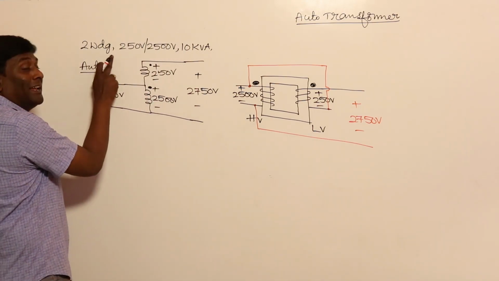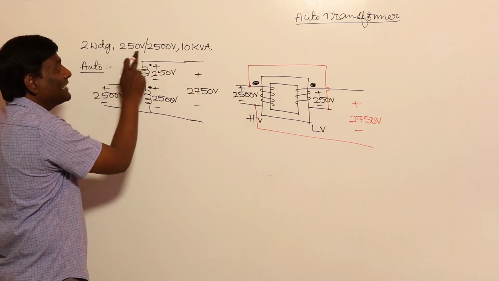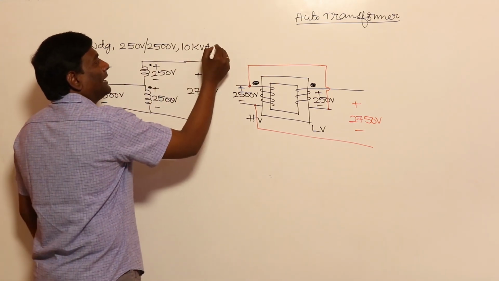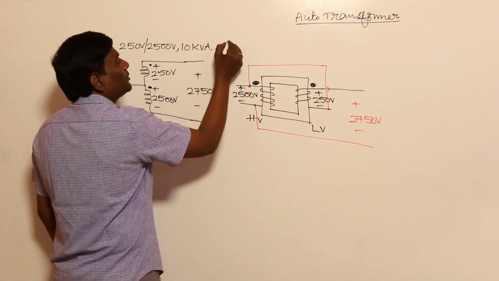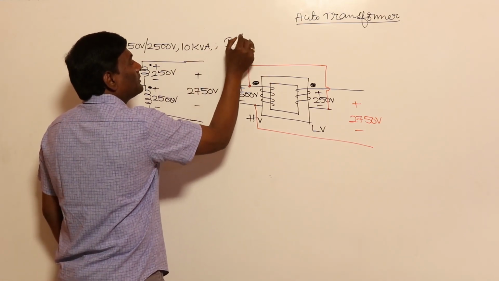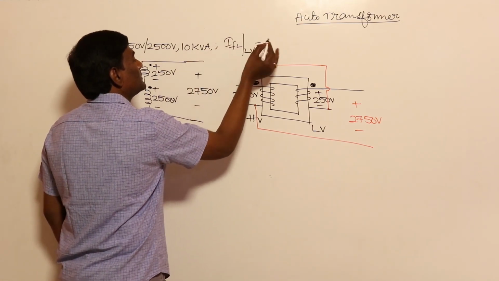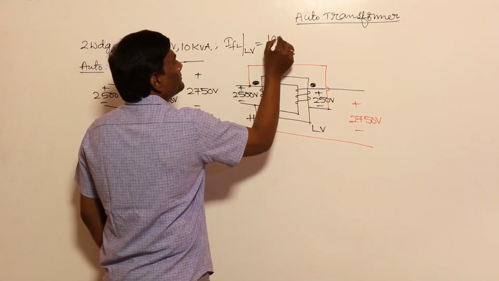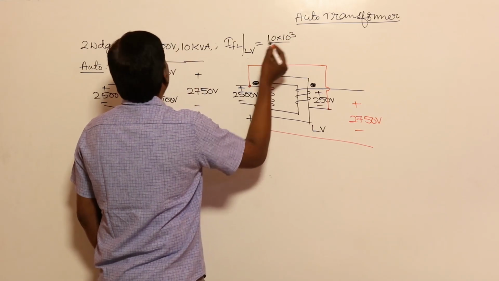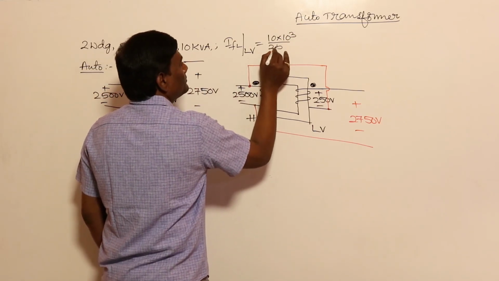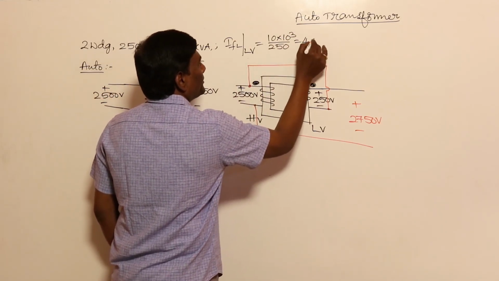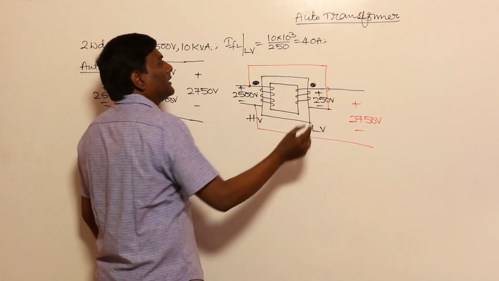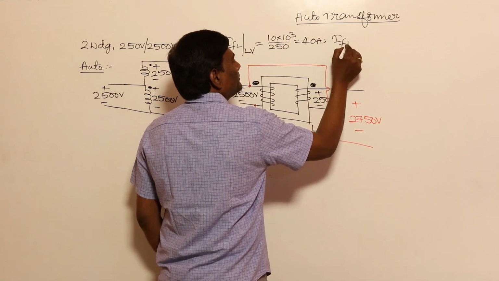Now let us see how to calculate load currents. For example, as a two winding transformer, it is designed for 10 kVA, 250 by 2500 volts. Let me calculate, as a two winding transformer, the full load current on the LV side. How much is the full load current on the LV side? 10 kVA divided by 250 is 40 amperes. How much will be the full load current on the HV side? 4 amperes.